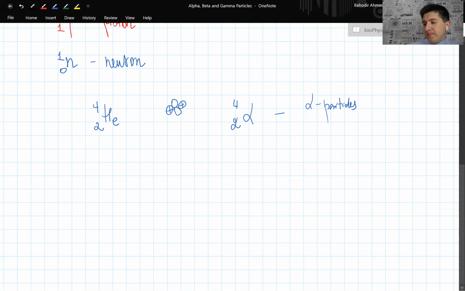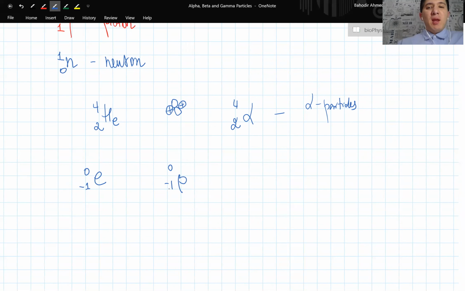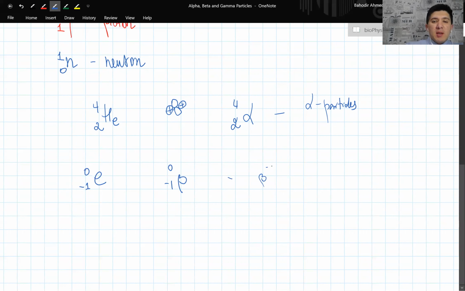An electron is going to be called a beta particle, and the positron is also a beta particle. We are going to denote an electron as beta, 0 and -1. So its charge is going to be -1, right? And its mass is so small that we are just going to denote it as 0. So this is going to be a beta negative particle.